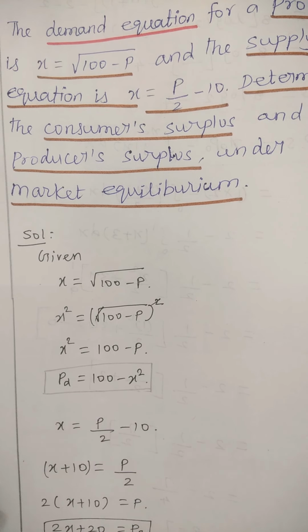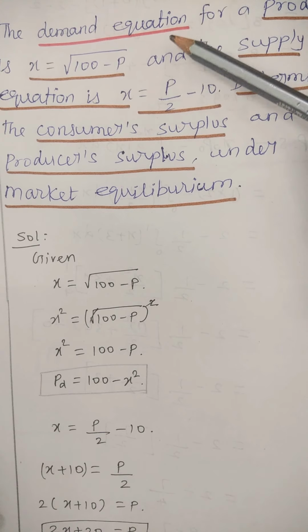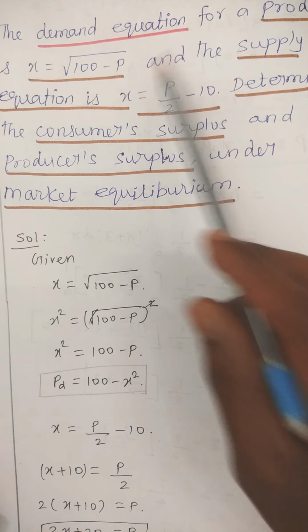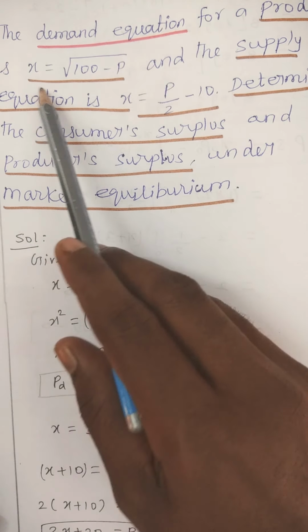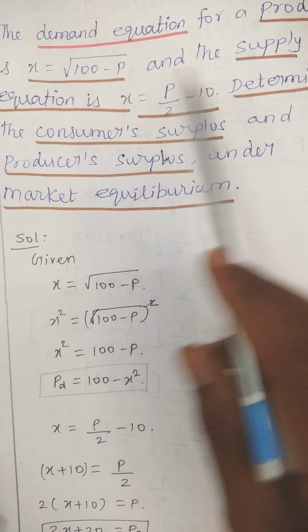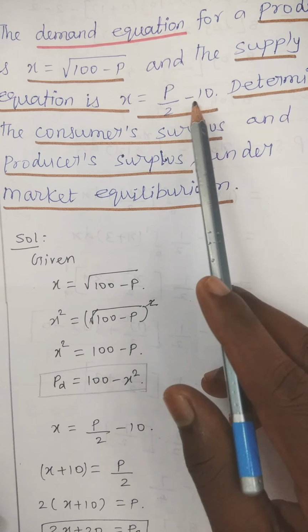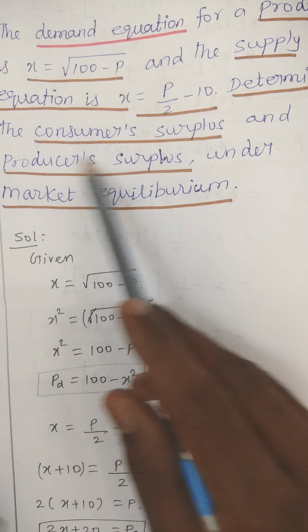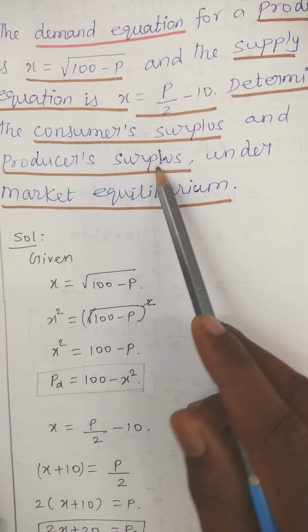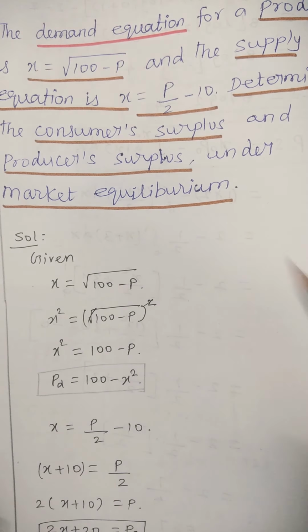Today I am going to explain exercise 3.3, 10th sum. The demand equation for a product is x equal to root of 100 minus p, and the supply equation is x equal to p by 2 minus 10. Determine the consumer surplus and producer surplus under market equilibrium.